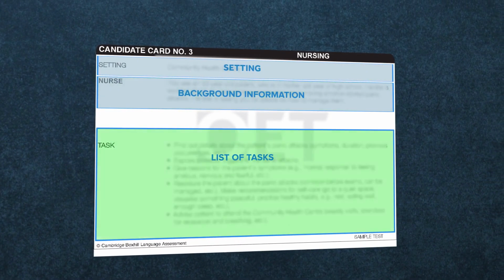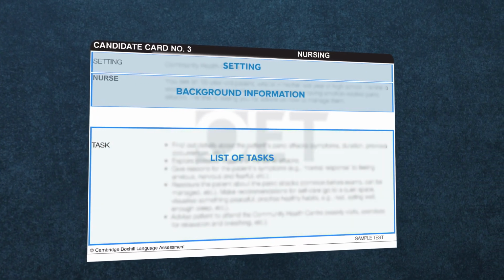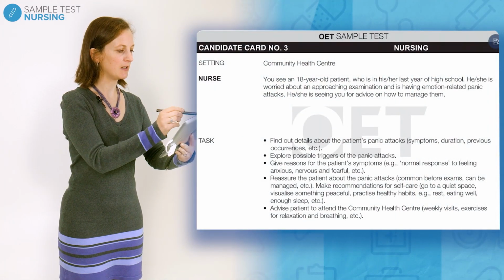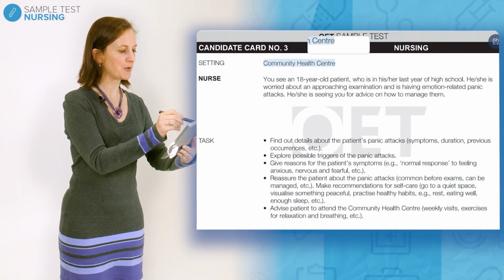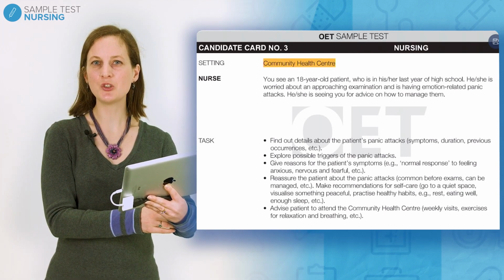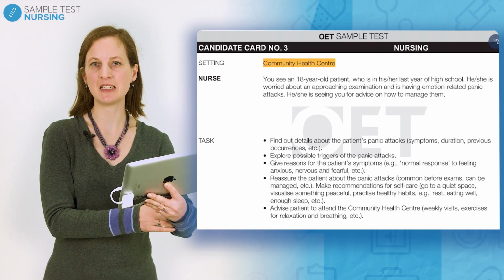Here are my recommendations about what you should do during your preparation time. Notice the setting of the role play. Here it is a community health centre. This tells me that the situation is not urgent and there's a good chance that I will have met this patient before to discuss some routine health condition.